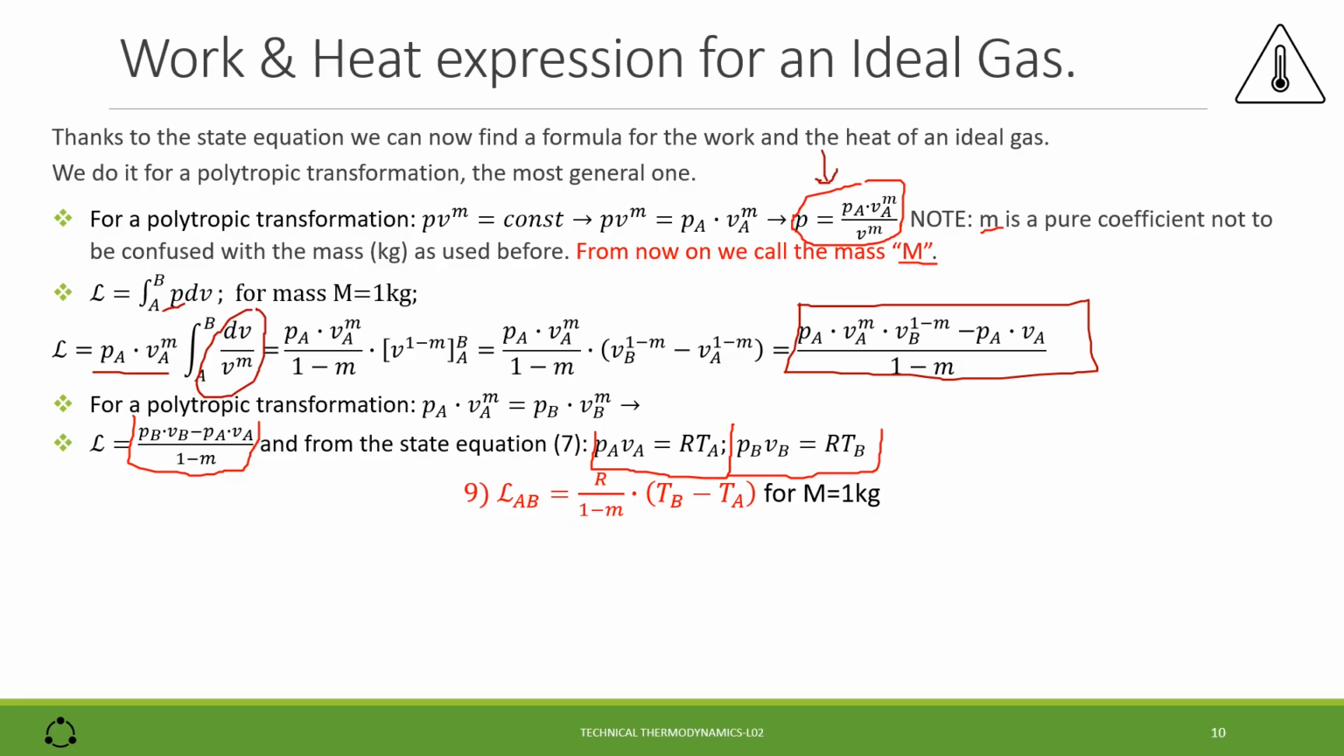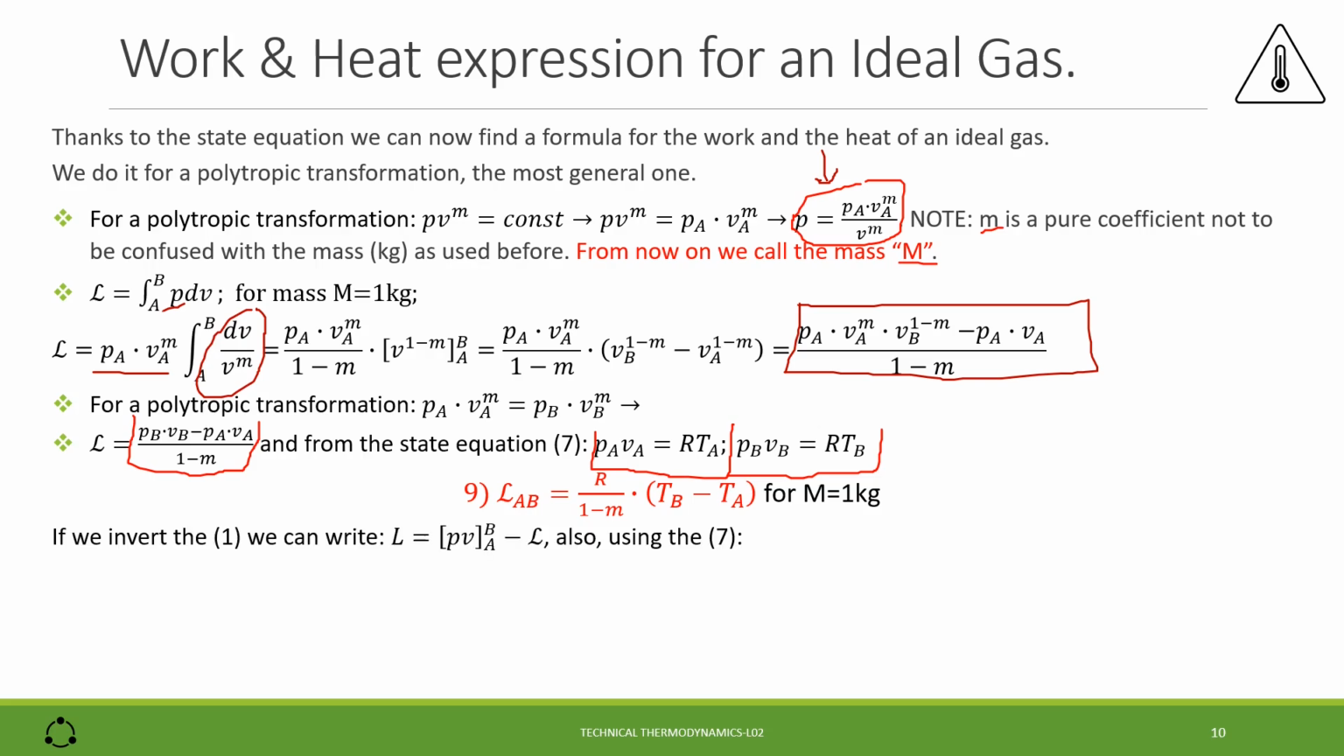The thermodynamic work from the states A and B equals the product of R and the differential temperature divided by 1 minus m. This is valid for the unitary mass, otherwise we need to multiply this expression for capital M.